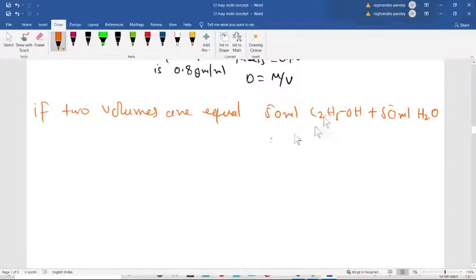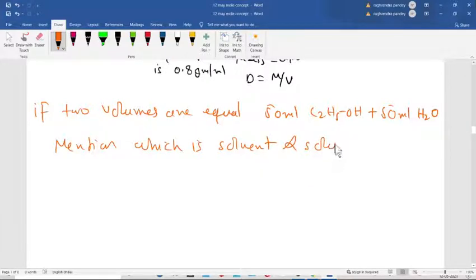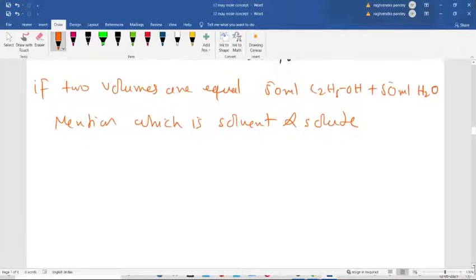In this case, there is no definition given by IUPAC on how to calculate the molarity, which molecule you have to consider as solvent or solute. So there you have to mention it. In the paper they don't ask such questions, but for your information I told you. You only have to mention which is solvent and solute after calculation. You can calculate in your own way, no problem. So this is about the molarity.